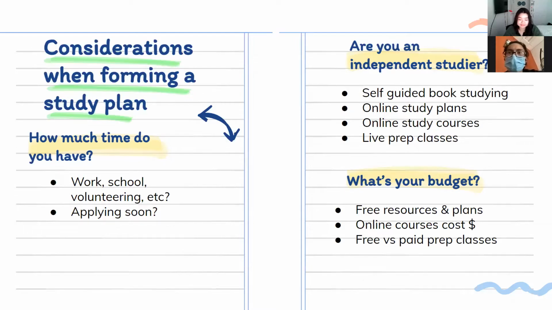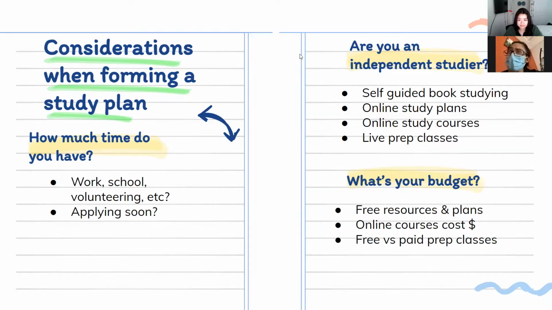Okay, so to make a study plan, you might want to consider a few things, like how much time you have already: if you're working, the schooling that you already have, volunteering, or anything else, and also how far you are from applying to your graduate program. That can be your starting point. And also, it depends on how independent you are in studying.